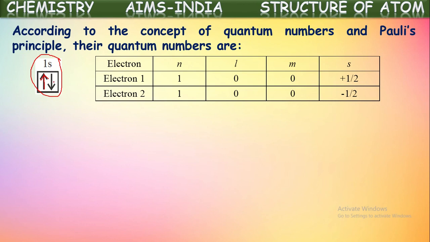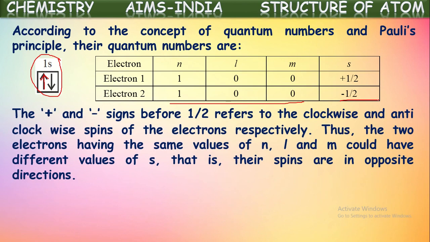If you see the second electron, as these two are in the same orbital, the n value, l value and m value will be the same for this also, but only the spin is different. So the s value will be minus half. In this way we get the four quantum numbers for these two electrons. If you observe, the first three quantum numbers are the same, only one is different.